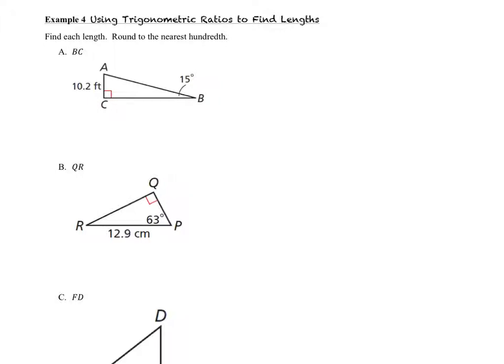If I'm looking to find side BC, which is what they're asking me to do right now, I'm noticing that they gave me this angle B. I'm looking for the adjacent, and they gave me the opposite. So which trig ratio in SOHCAHTOA has to do with O and A? That would be the TOA part of it. So therefore I know I'm using tangent.